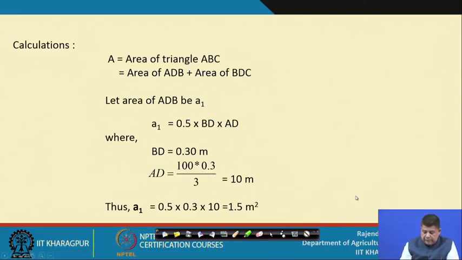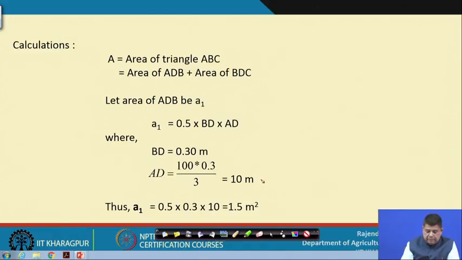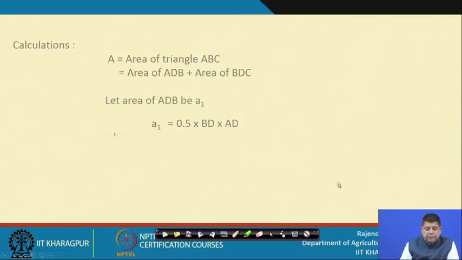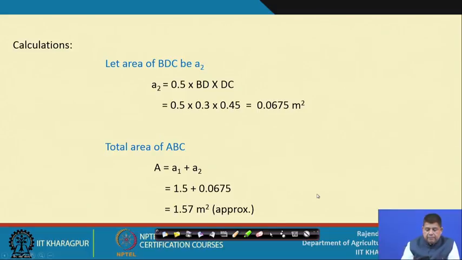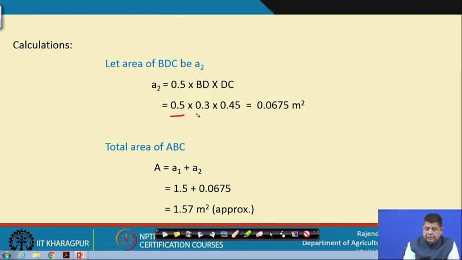So, that is what we are doing here, that is 10 meters. A1 we are calculating as half into 0.3 into 10, 1.5 square meters, and the second triangle BDC, A2, which is half into 0.3 into 0.45, that comes out to be 0.0675 square meters. So, the total area of ABC, A1 plus A2, comes out to be 1.57 square meters. So, this is the total area which we have, that is the storage area basically what we are talking about.